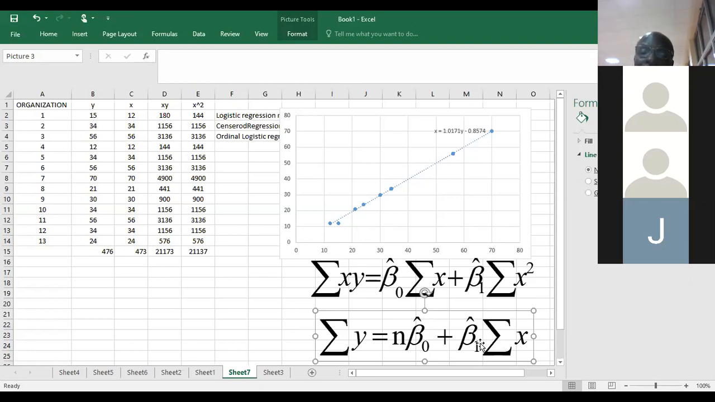So now, what are the unknowns there? Beta naught cap and beta 1 cap, isn't it? Yes. And there are two simultaneous equations, aren't they? They are. How many methods do you know for solving simultaneous equations? Give me the one. Give me not two.